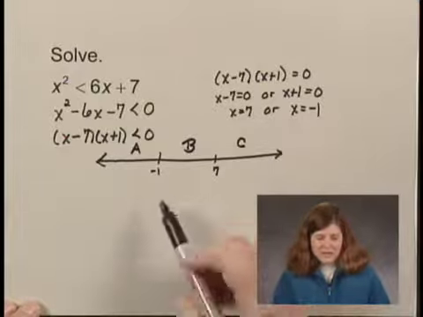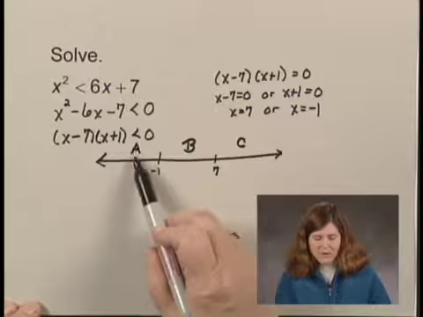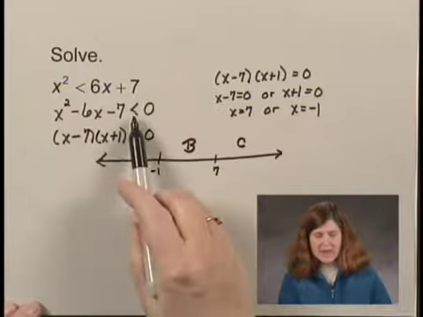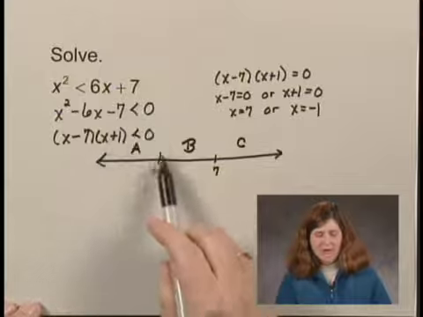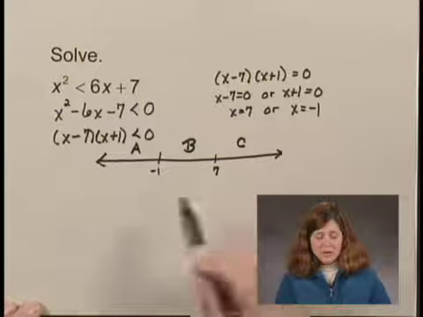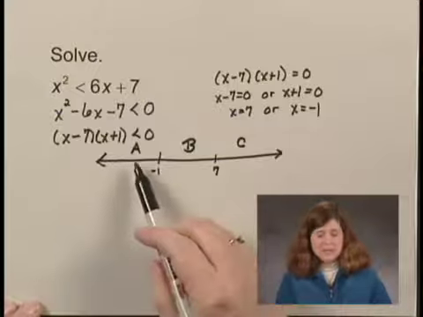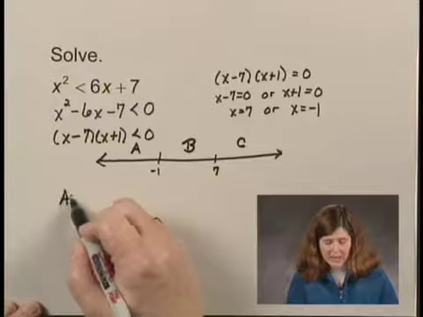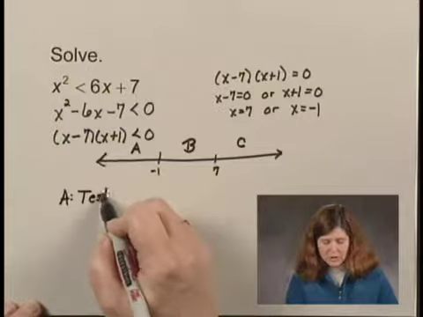Now, the key to doing this was if any number in interval A makes this expression negative, then every number in there will make it negative. And the same for B and the same for C. So I can test any number that's an element of this first interval. So for interval A, I'm going to test, and I'm just going to choose negative 2.